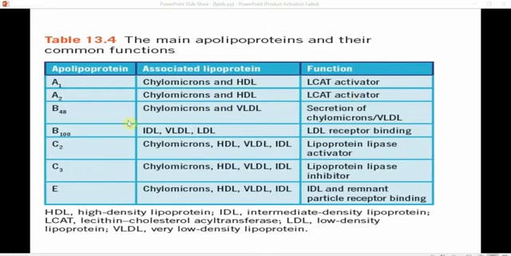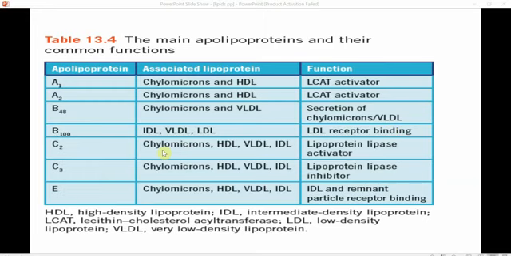ApoB48 is mostly found and important for the metabolism of chylomicron and very low density lipoprotein. It is important for their secretion. ApoB100, as we say, is mainly found in the LDL, which is derived from VLDL and IDL, their precursor. Its important function is as a site for the LDL receptor binding in the hepatocytes to enhance the clearance of LDL from circulation.